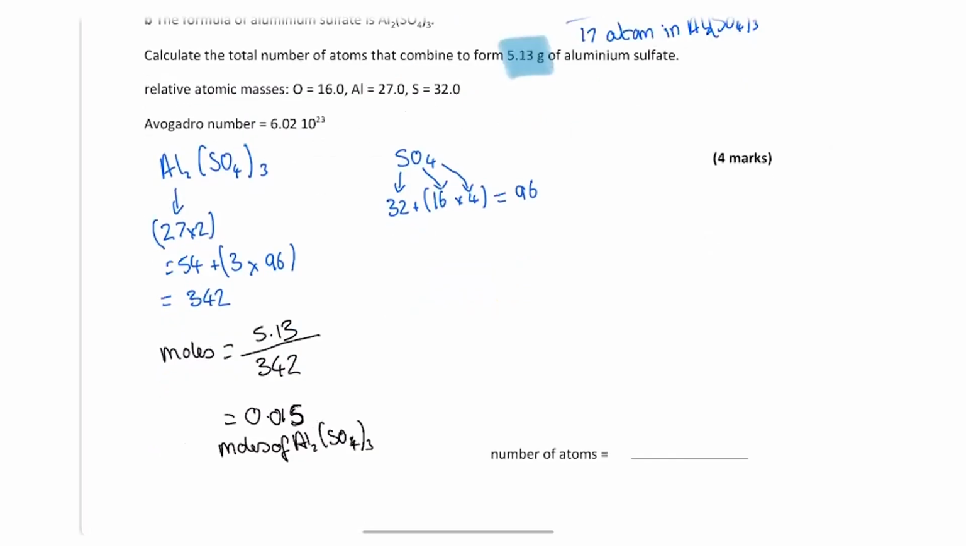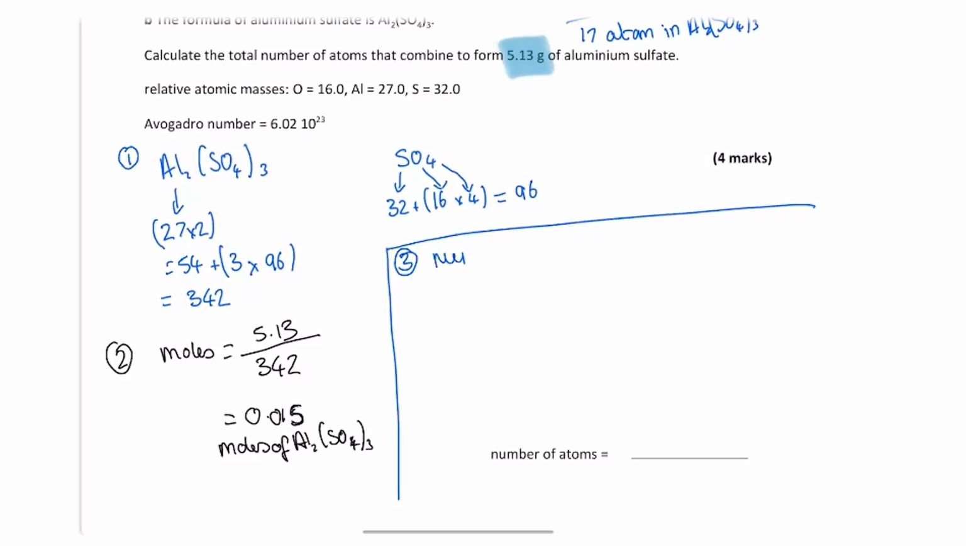So this is where we can bring in Avogadro's number. Just going to draw a box here, and then I'm going to label these step 1, step 2, step 3. So it's a little bit clearer for you to follow through the paths if you're ever so slightly behind. So now we're going to work out the number of atoms in 1 mole. So 17, the number of atoms in aluminium sulfate.